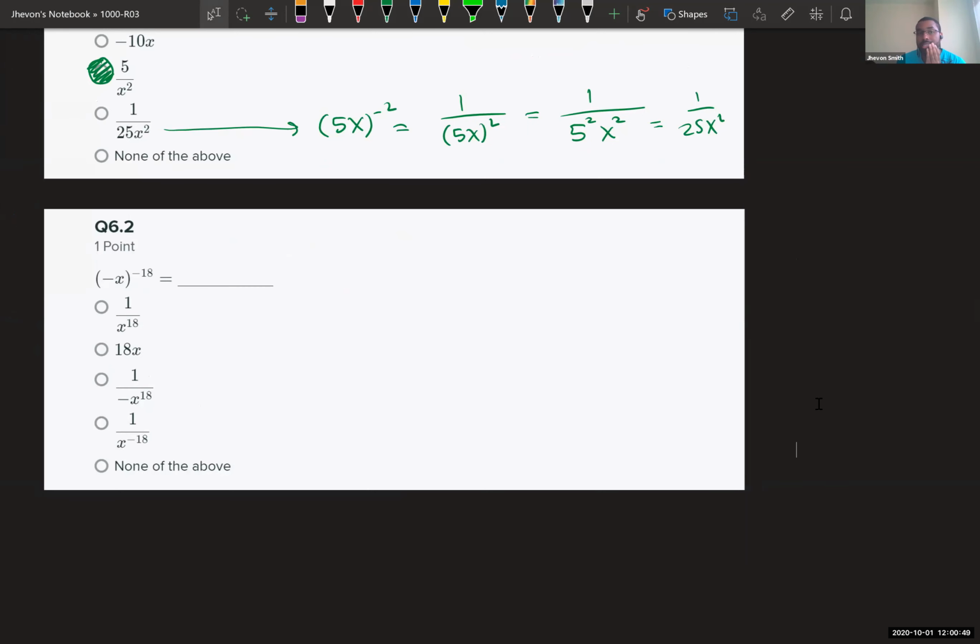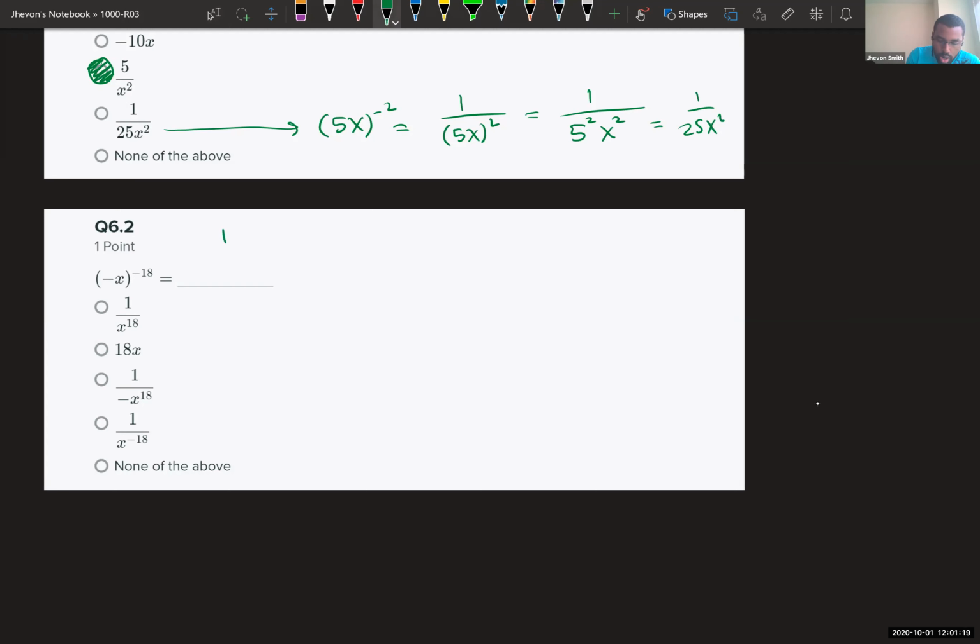Okay, what about this? Negative x to the minus 18. First of all, let's work it out directly. I have negative x to the minus 18. What does that mean? And now I have parentheses. If I apply my rules, what would the first step look like? X to the 18? You're skipping a step technically though. You move it to the bottom, to the denominator.